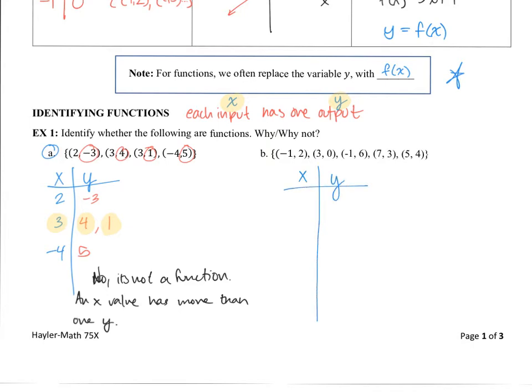Well, let's see. For the x values, you have negative 1, 3, negative 1 again, 7, and 5. And then for the y values, we have 2 for the negative 1, 0 for the 3, 6 for the negative 1, 7 for the 3, and 4 for the 5. Oh, notice it happened again. We have one x value, but it has 2 y values here.